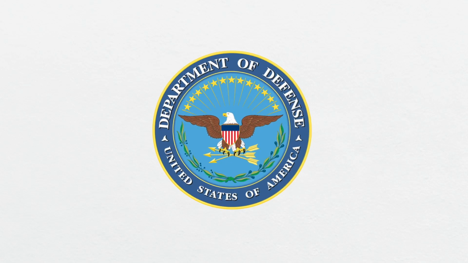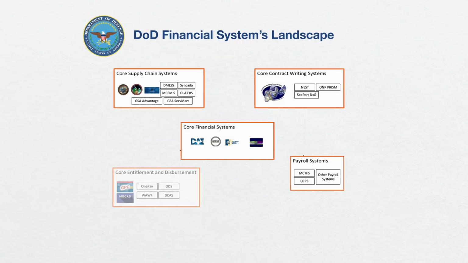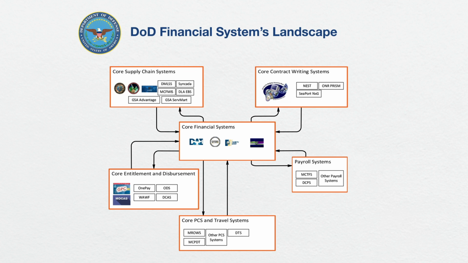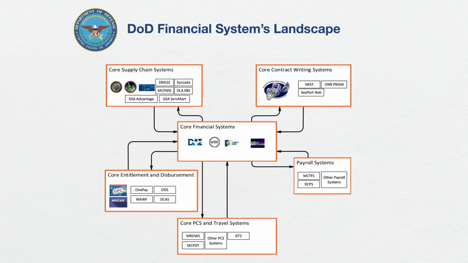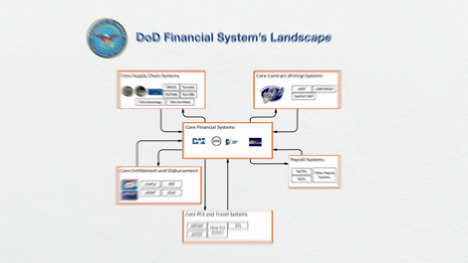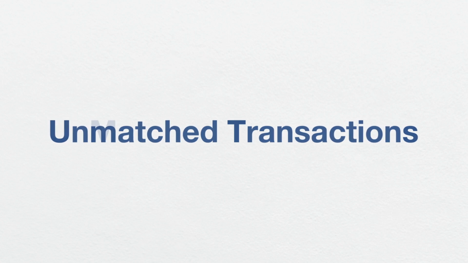Within the Department of Defense application ecosystem, several interconnected, federated, and disparate systems are synchronized using interfaces or manual processes, leading to millions of unmatched transactions, or UMTs. This takes millions of dollars and thousands of man-hours to adjudicate.